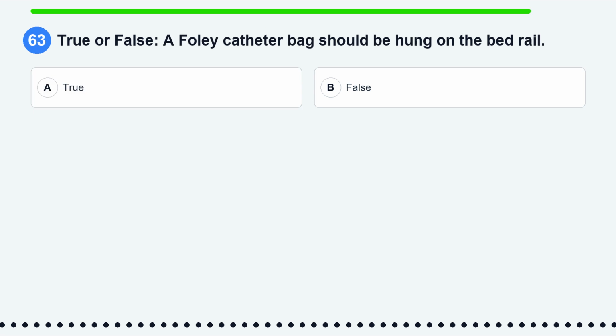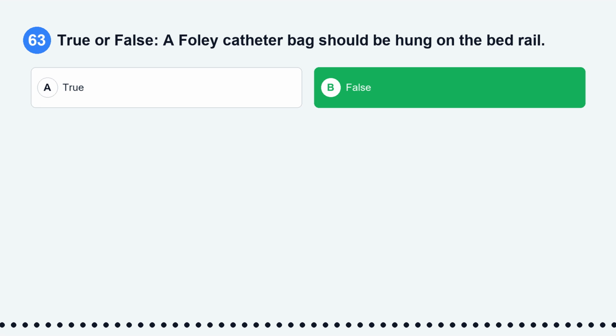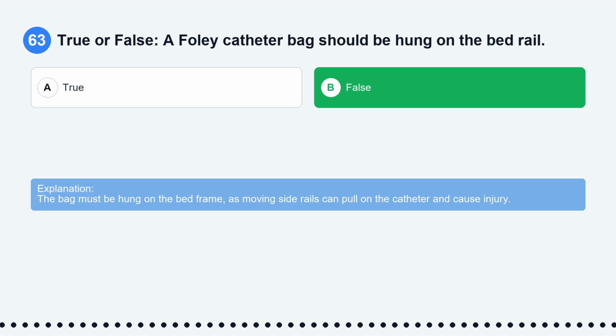Question 63. True or false, a Foley catheter bag should be hung on the bed rail? Option A, true. Option B, false. The correct answer is option B, false. The bag must be hung on the bed frame, as moving side rails can pull on the catheter and cause injury.